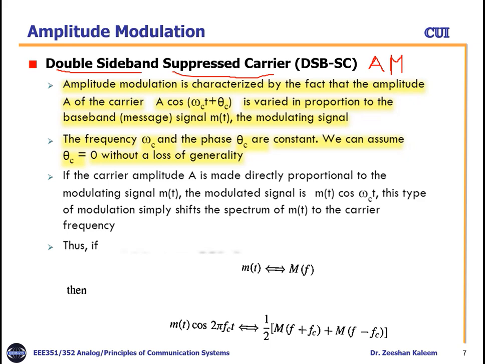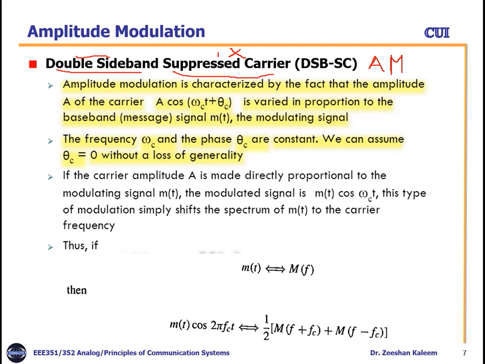The reason is that when we transmit, there are two sidebands, so we call it double sideband. And when we transmit the modulated signal, we don't transmit the carrier, so we call it suppressed carrier. So the terminology is that.